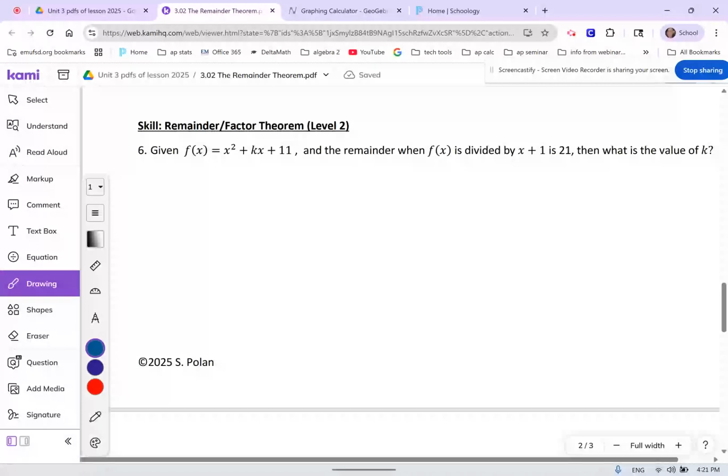Hello, this is Mrs. Pullen for Algebra 2, Lesson 3.02. This is Part 2. I'm going to continue on with additional applications of the remainder and factor theorem.